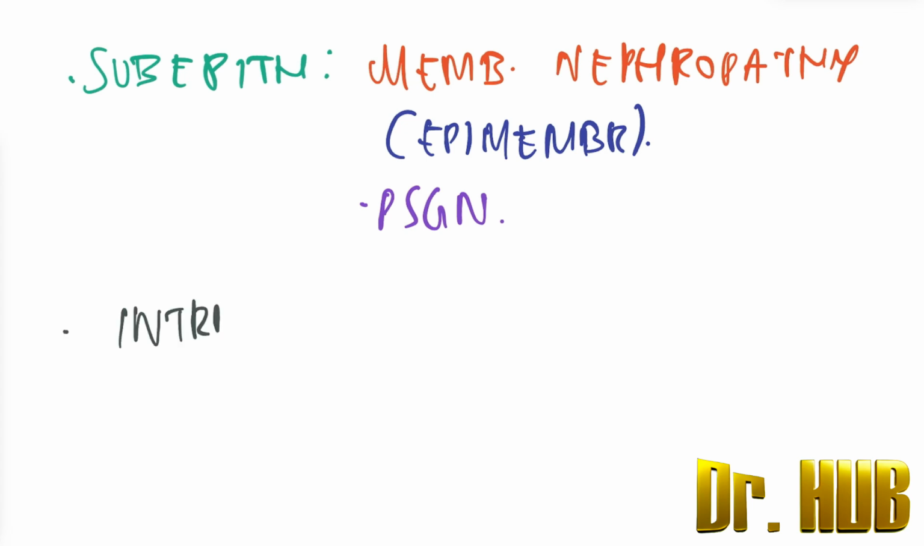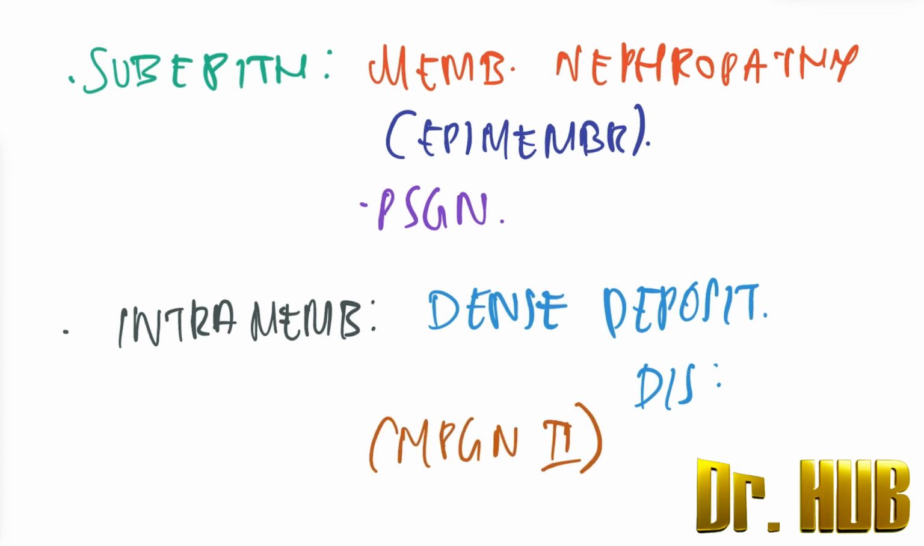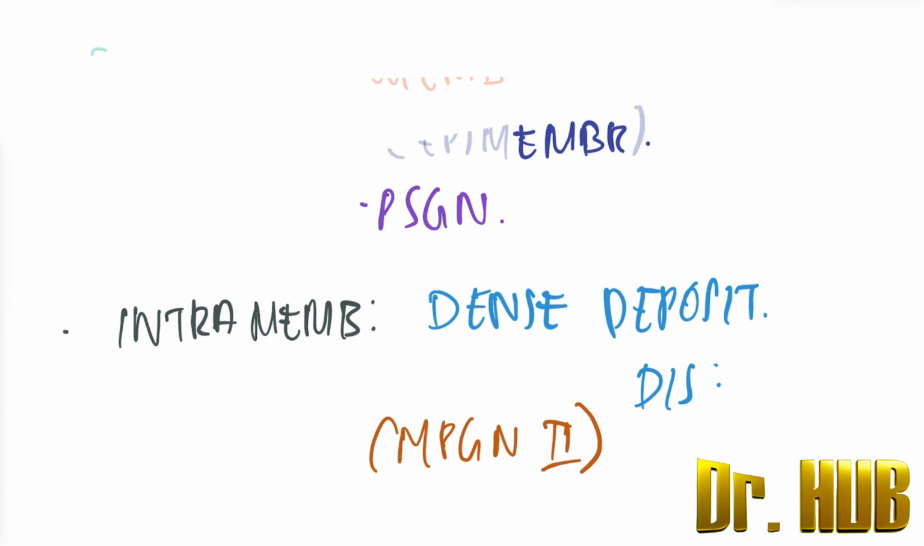Next is the intramembranous. So we look at the intramembranous. In intramembranous, there is a dense deposit of the disease, and this is nothing but the MPGN type 2.